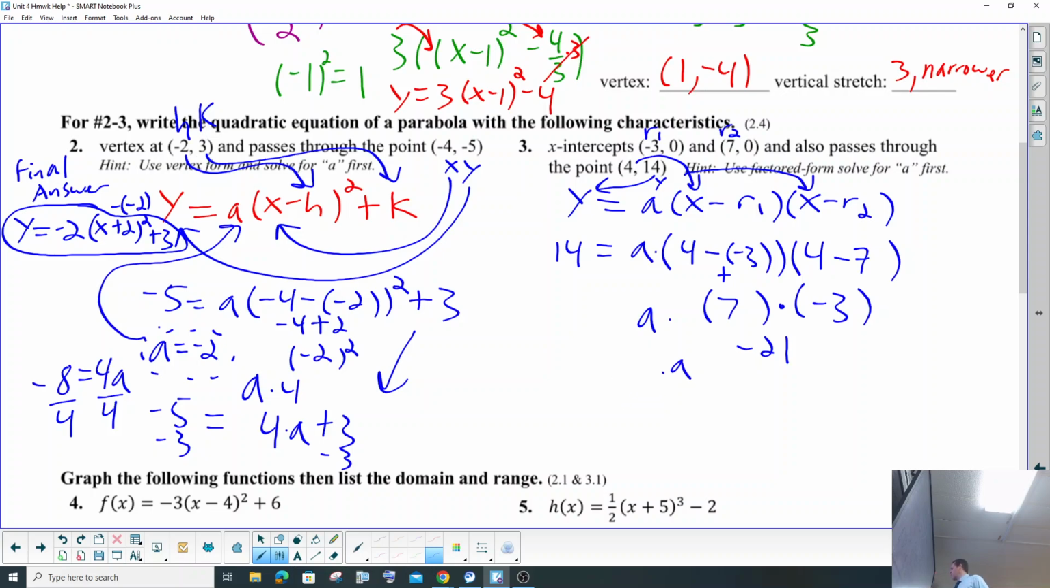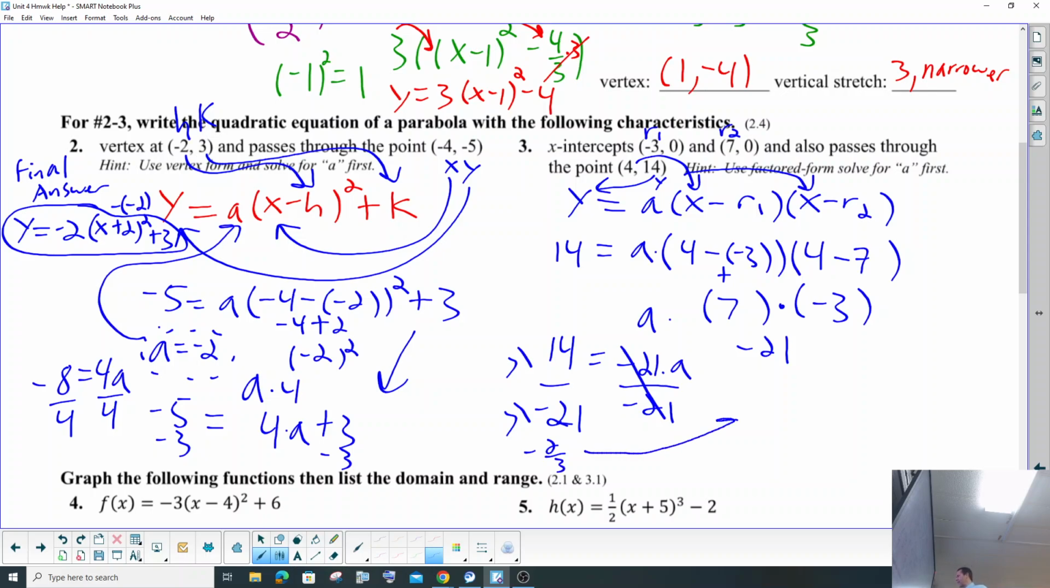So negative 21 times a equals 14. So then we're going to go ahead and divide by negative 21 to both sides. So then we get a is equal to 14 over negative 21. Divide by 7, divide by 7. So we get negative 2/3.